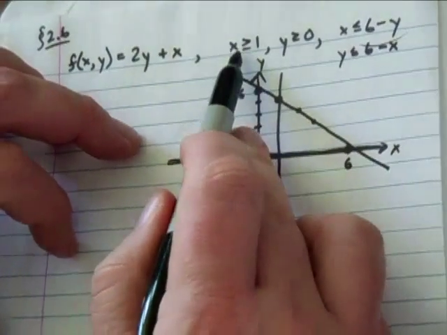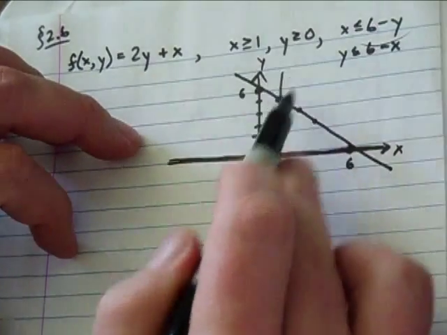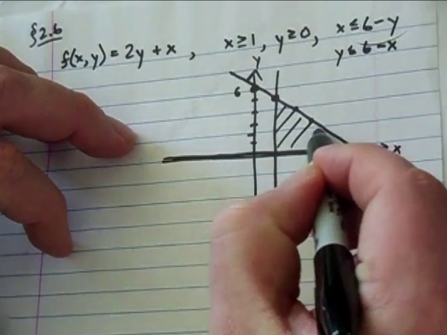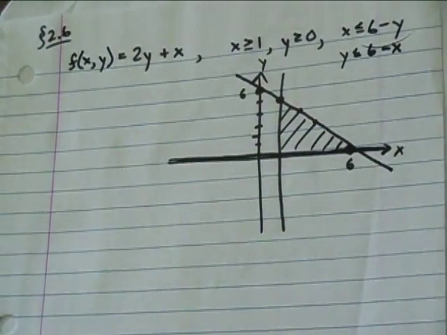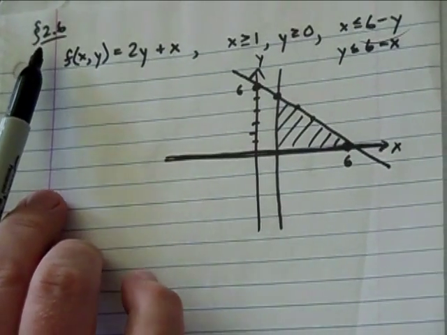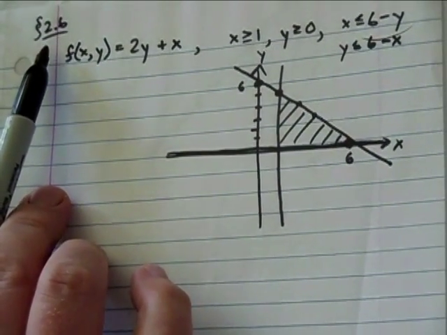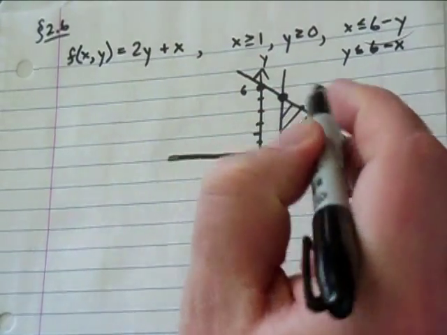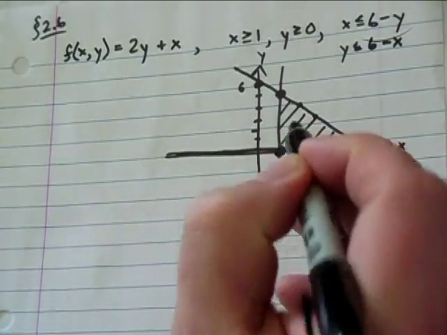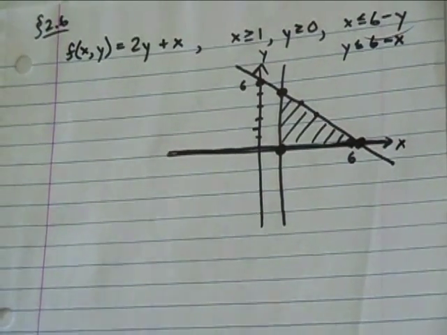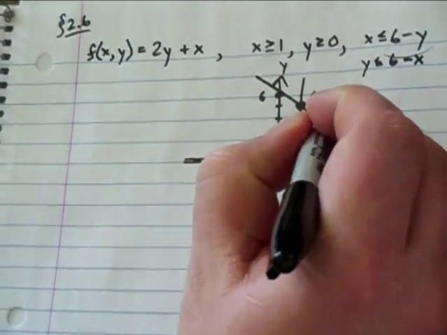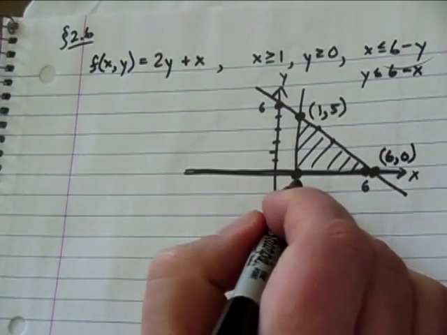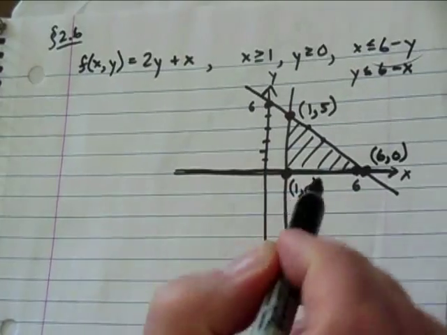So we end up needing to shade to the right of the vertical line, above the horizontal line, and below the diagonal line. So the area of interest is this triangle right here. And these problems actually came from section 2.6 in your book, and in that section you can see a theorem that says that your minimums and maximums always occur at a vertex of the convex set. So this vertex has the coordinates (1, 5). This vertex has the coordinates (6, 0), and this vertex has the coordinates (1, 0).